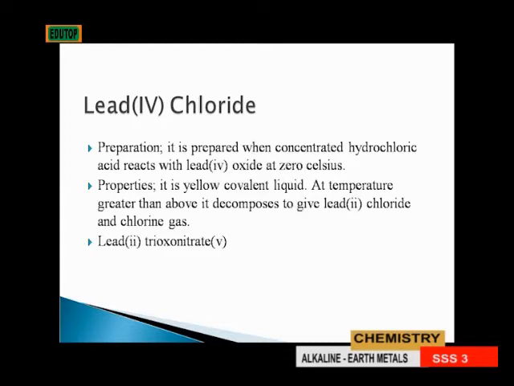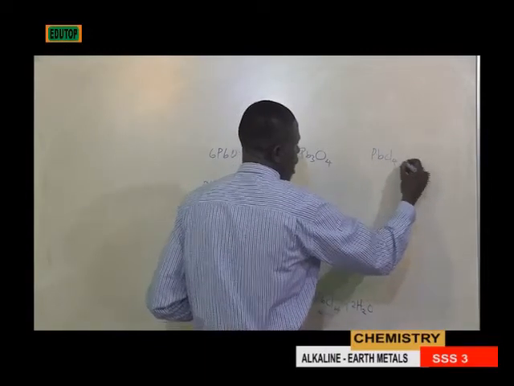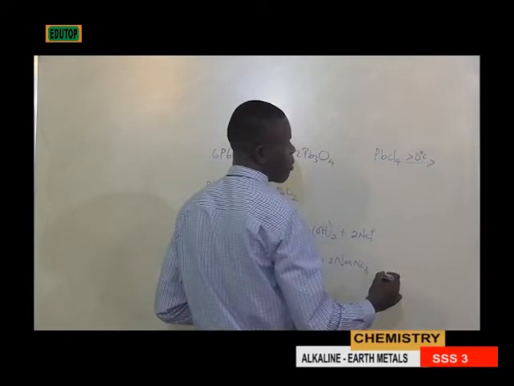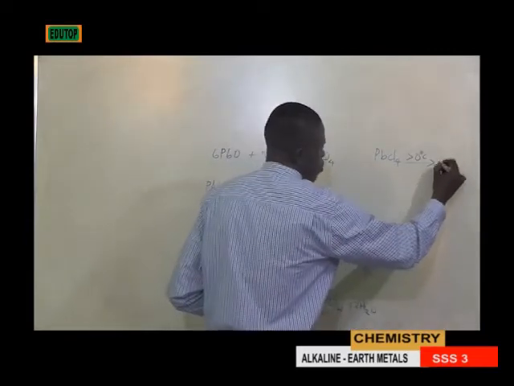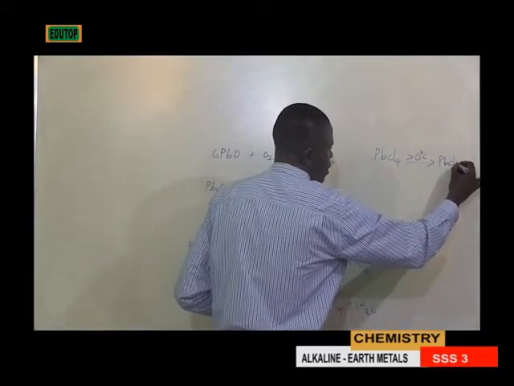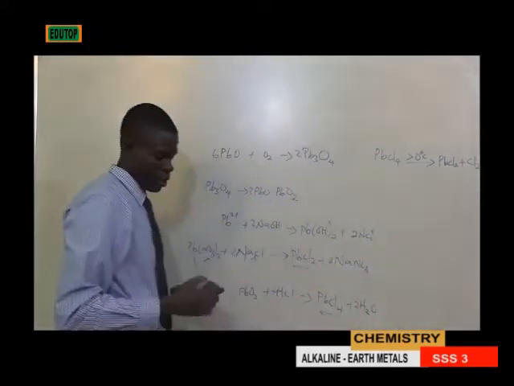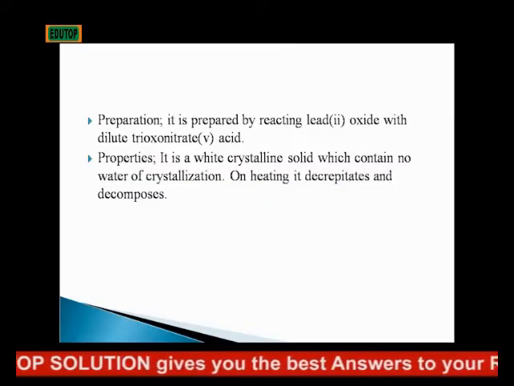Properties. It is a yellow covalent liquid. At temperatures above room temperature, it decomposes to give lead 2 chloride and chlorine gas. Lead 4 chloride, at a temperature greater than 0 degrees Celsius, which is above room temperature, decomposes to lead 2 chloride plus chlorine gas.